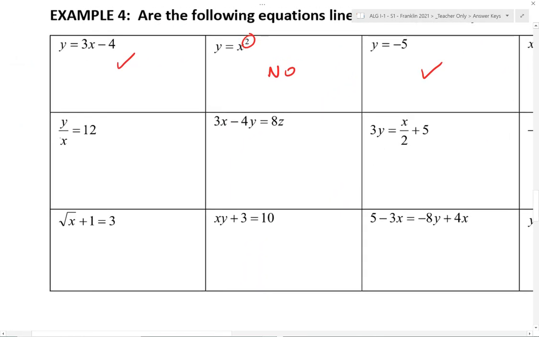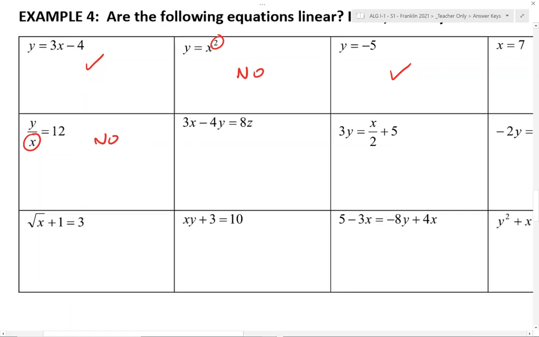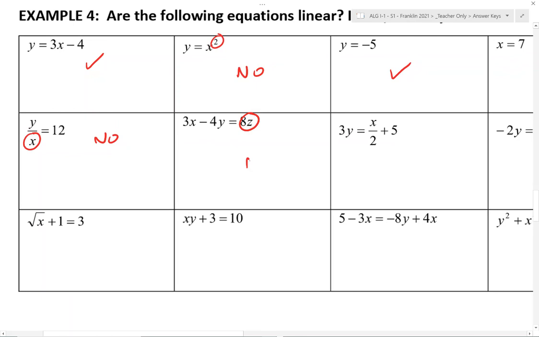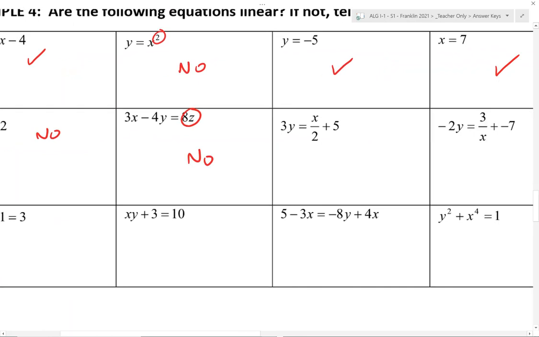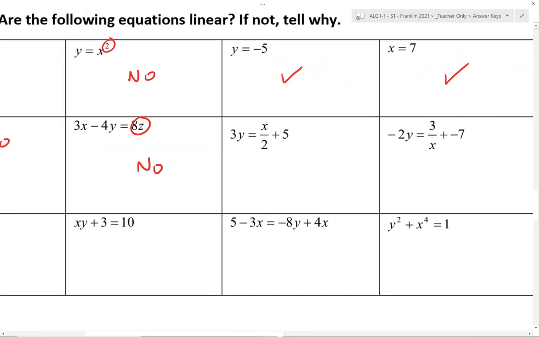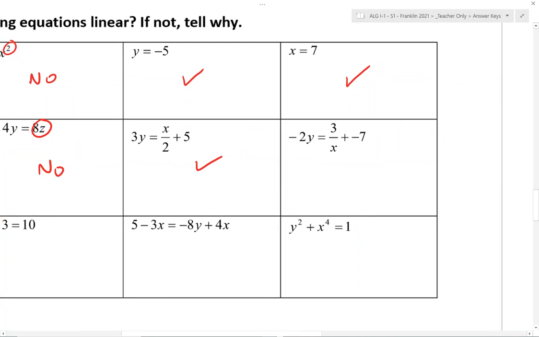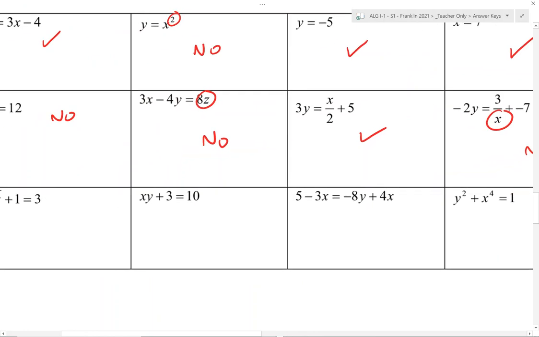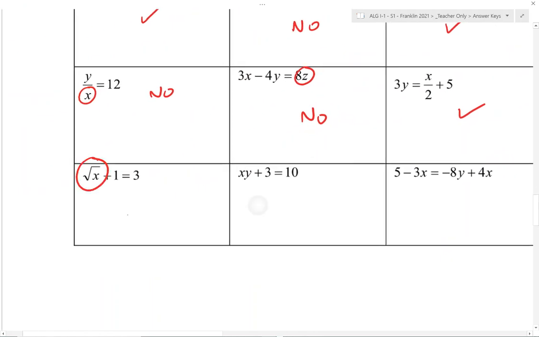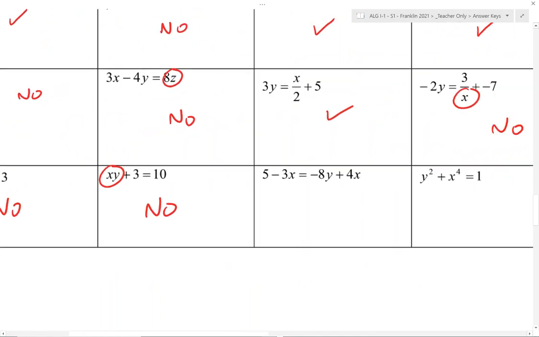Y over x equals 12, well, right here. That's a no-no, not linear. 3x minus 4y equals 8z, so this third variable makes it not linear. 3y equals x over 2 plus 5, this is fine. X can be in the numerator of a fraction, just not in the denominator. -2y equals 3 over x plus -7. This right here, that's a no-no. Can't have an x in the denominator. Square root of x, yeah, same thing, not linear. xy, no variable multiplication allowed.